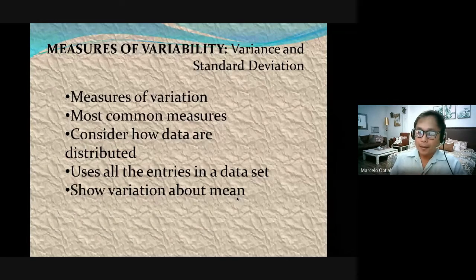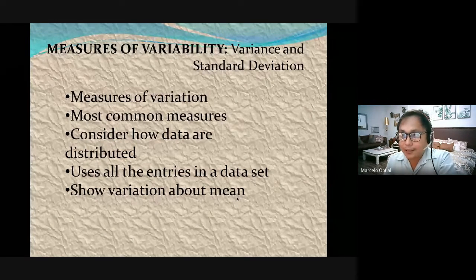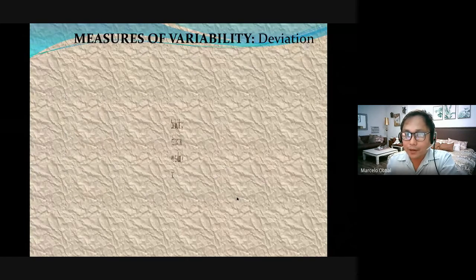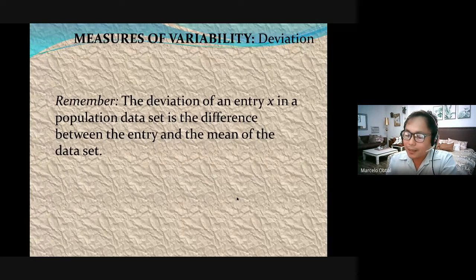Now, how to solve for the variance and standard deviation? First, we need to consider the deviation. Deviation means you just need to get the difference between the average and each data entry, or each score or data doon sa given. Kunin mo lang yung difference nila. Again, difference between the average at saka yung given doon, is score ba yan o datum.